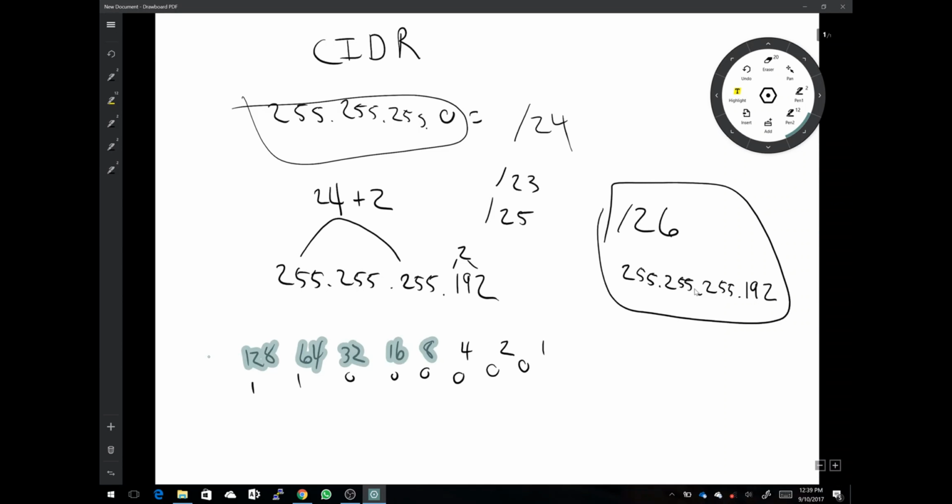So CIDR notation is very useful when you have to annotate or explain a lot of different networks at a time, so that you don't have to write out the subnet mask so many times. You just put this IP address of 192.168.2.4 is a /24 network. Oh, okay. Well, that makes sense. So that's CIDR notation right there. Hopefully that helps you out.